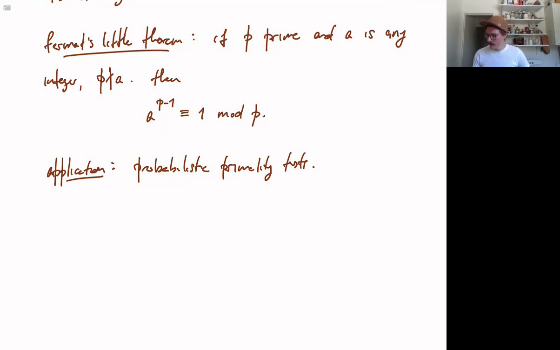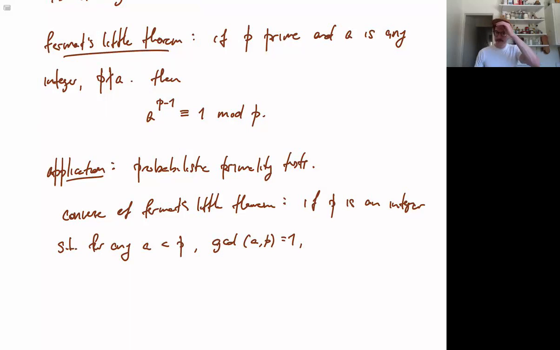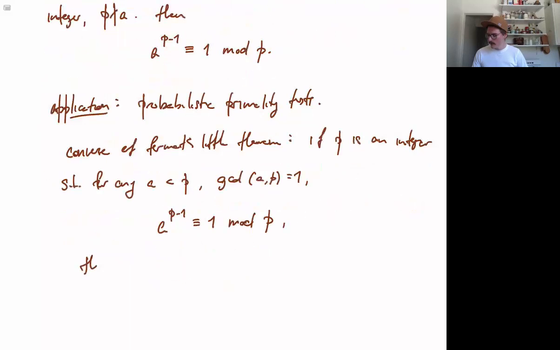So here is one such thing. Converse of Fermat's little theorem: if P is an integer such that for any A, let's say any integer less than P, that is relatively prime, so if P is an integer such that everything relatively prime to P satisfies A to the P minus 1 is congruent to 1 mod P, then P is prime.